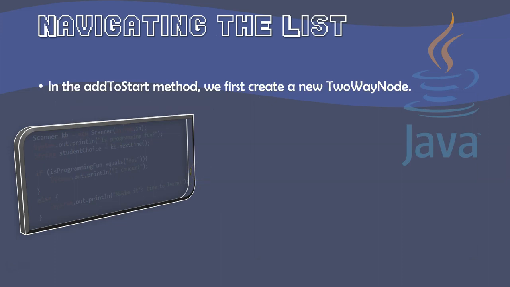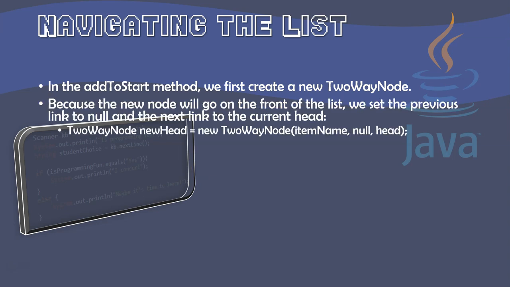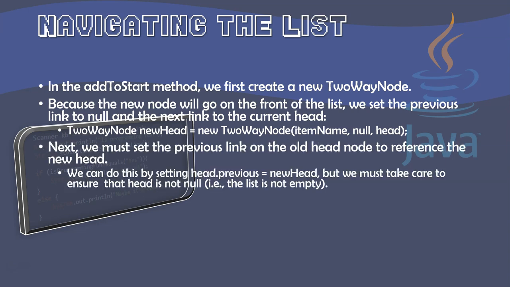So in that addToStart method, the first thing we do is we create a new TwoWayNode. Because the new node will go to the front of the list, we're going to set the previous link to null and the next link to the current head. So we want the next link to be the current head because we're trying to move that reference along. The way we do this is: TwoWayNode newHead = new TwoWayNode(itemName, null, head). Next, we set the previous link on the old head node to reference the new head.